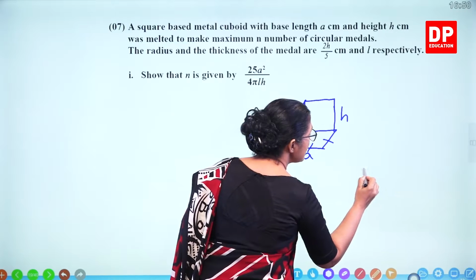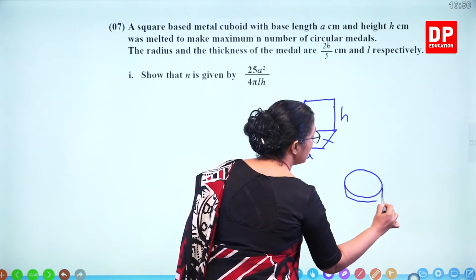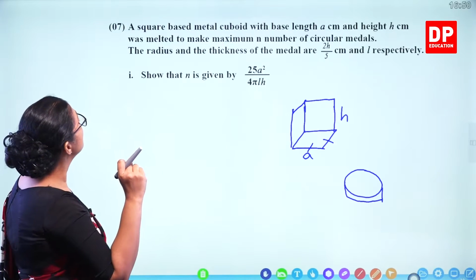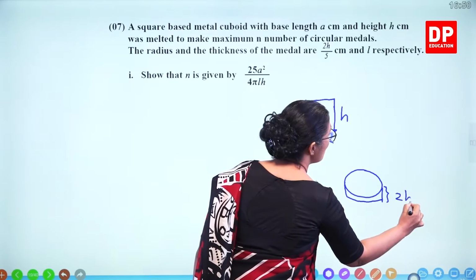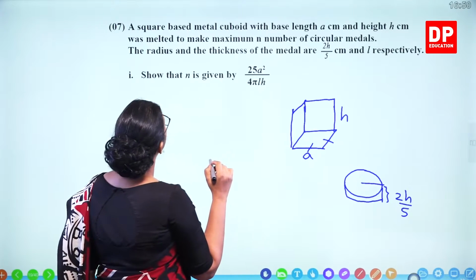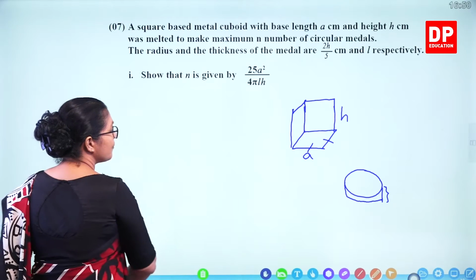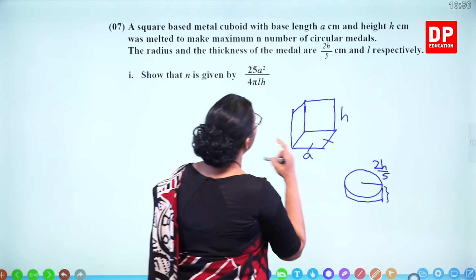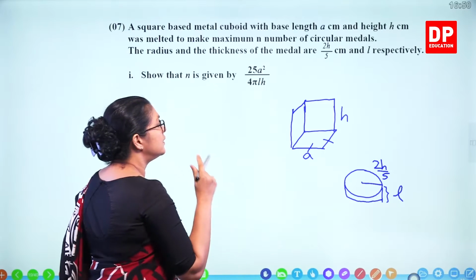Circular medals means, so actually this is a cylinder like. So you get a thickness. So thickness of the medal is, that's the height of that. And what's the radius? Radius is 2h over 5. And what's the thickness? L.